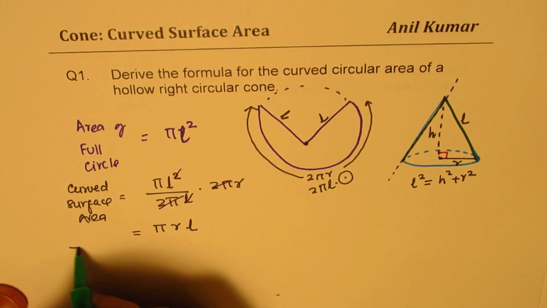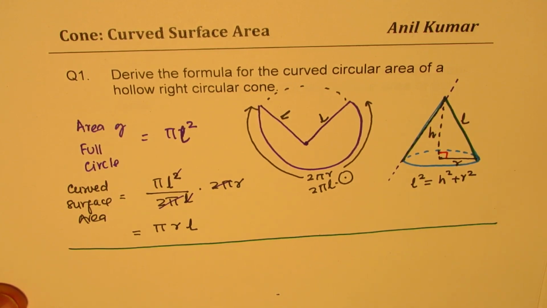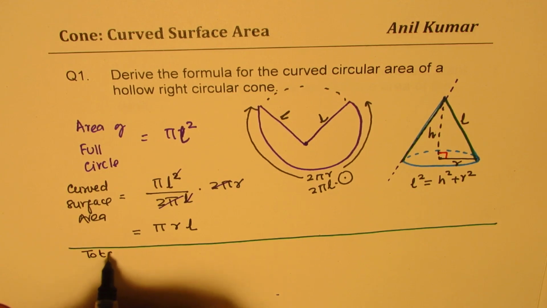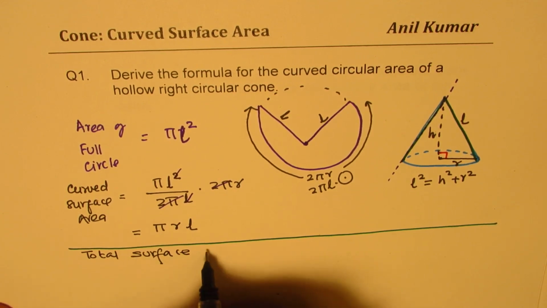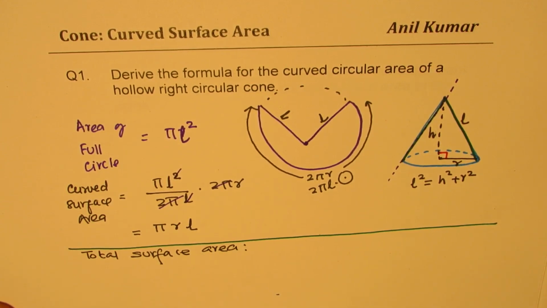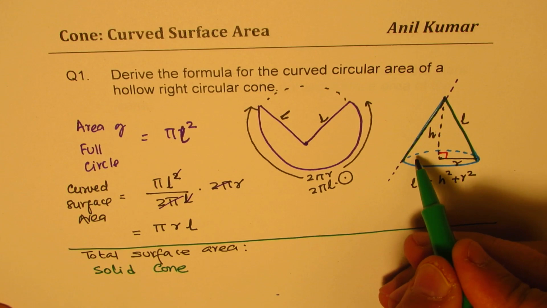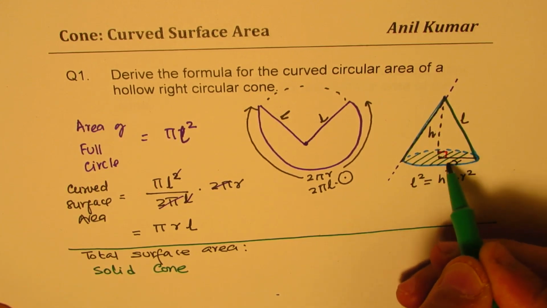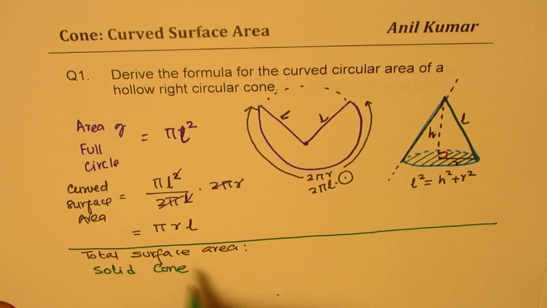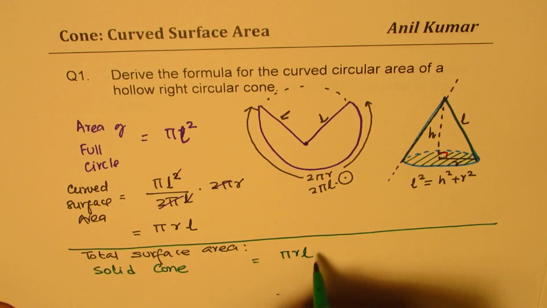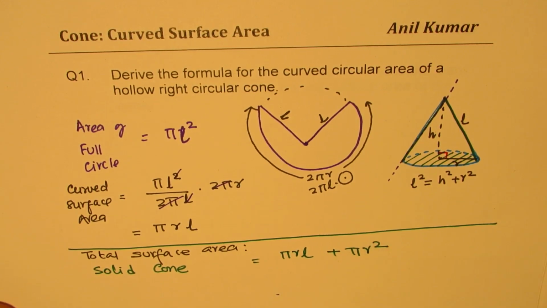Sometimes in the questions, we'll have total surface area. So when we say total surface area, then we'll have a solid cone. In that case, this surface will count. That is a circle, so we have one circle here. So the area will be pi r l, the curved area, plus pi r square. That becomes your formula, which could be written as pi r, taking pi and r as a common factor, times l plus r. Do you see that? So that could also be written as the total area.